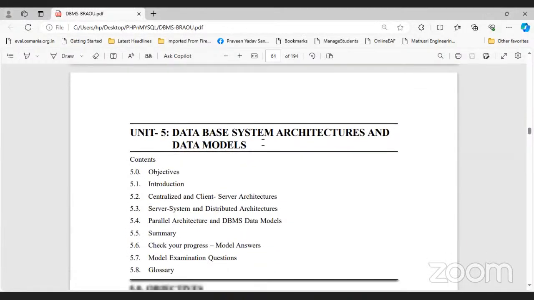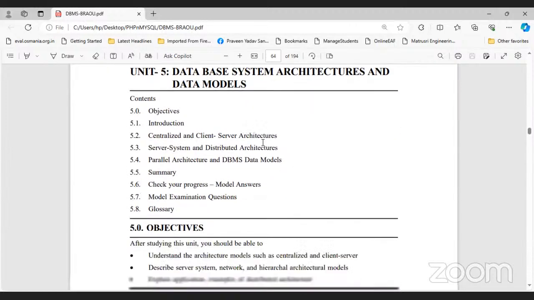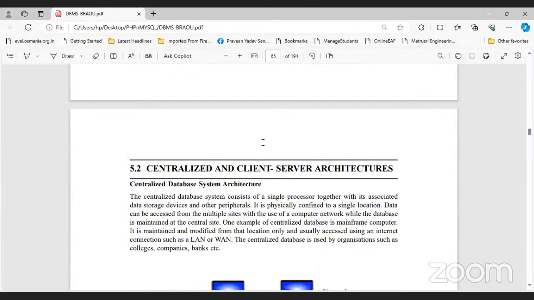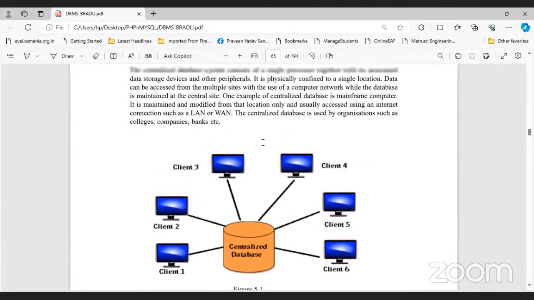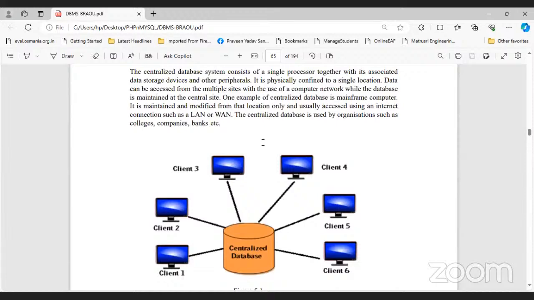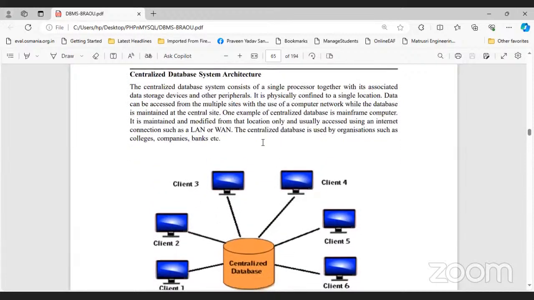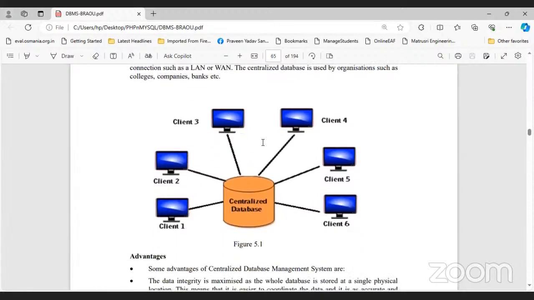Next one is database system architectures and the data models. We already discussed the database management architecture in the previous class. This is the architecture of the distributed database management system, or centralized database management system.